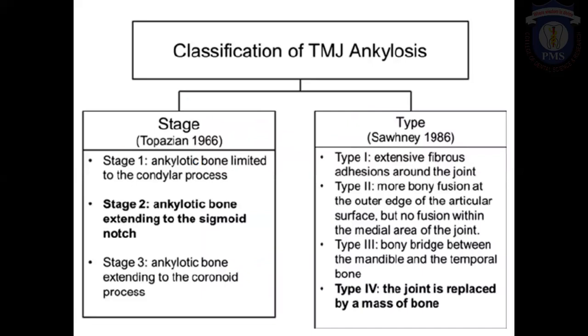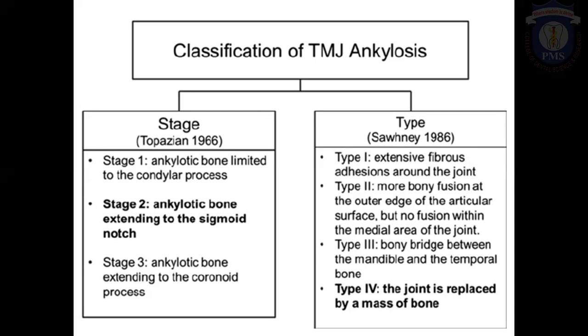Next classification is by Topazian. Here, Topazian had divided TMJ ankylosis into different stages in 1966. It is stage 1, this ankylotic bone is limited to condylar process only. In stage 2, ankylotic bone extends to the sigmoid notch. In stage 3, that is ankylotic bone extends to the coronoid process. It is stage 1, just condyle only, stage 2 up to the sigmoid notch, and stage 3 up to the coronoid process.